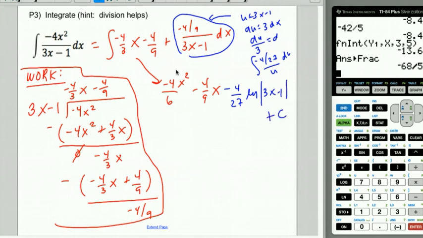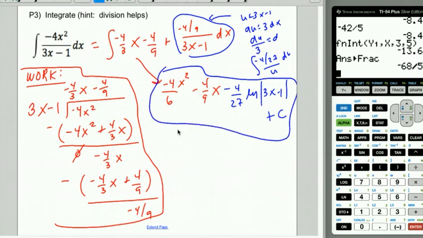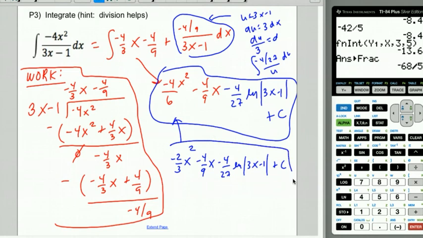So again, I would love to manage to squeeze this answer into one line, but it didn't work in the last slide either. If you want to clean this up, it's negative 2/3 x to the second minus 4/9 x minus 4/27 natural log of 3x minus 1, all plus c. Hey, look, there, I made it into one line.